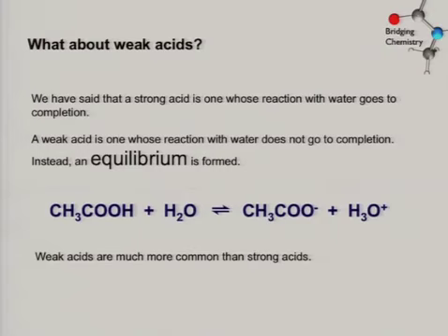So CH3COOH will react with the water molecule. It's this H here, which is the one that comes off when this acts like an acid and donates a proton. This is the one that gets donated to the water. So what we're left with is CH3COO minus and hydronium ions, H3O plus. And this reaction does not go to completion. You form an equilibrium, so we write this with an equilibrium arrow in the middle.